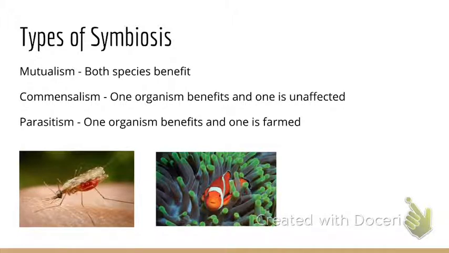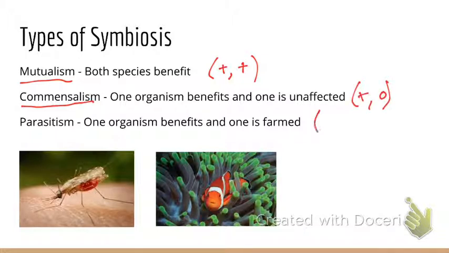So there are three types of symbiosis. There is mutualism, where both species benefit. Oftentimes we'll put a plus and a plus here, and that's just to show that both species benefit. There's commensalism, where one organism benefits and the other one is unaffected, so I put a 0. And parasitism, where one organism benefits and one is harmed.